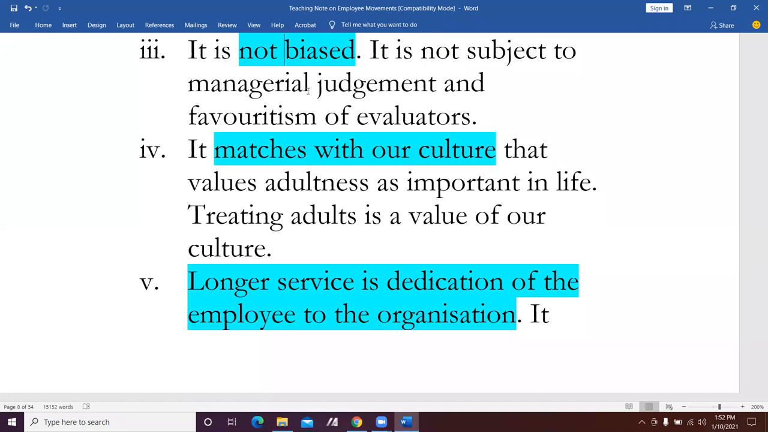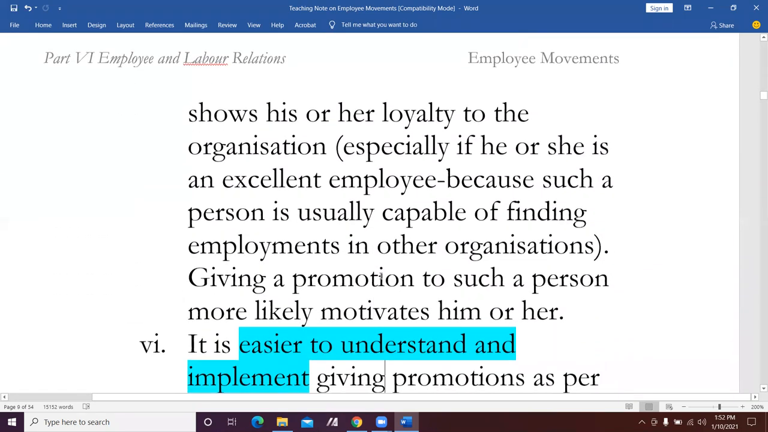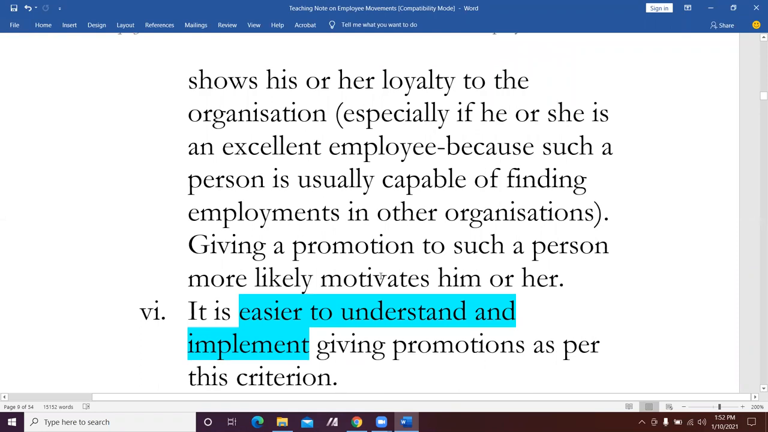Usually it may not be, but usually the longer service. Go to advantage number five: longer service is dedication of the employee to the organization. So therefore, there must be something for this longer service, for this dedication. Maybe there are excellent employees who had chances of leaving the organization and joining better organizations, even competitors, but I assume such employees did not because of their dedication to the organization. Therefore, as a gift for that dedication, we have to consider seniority.